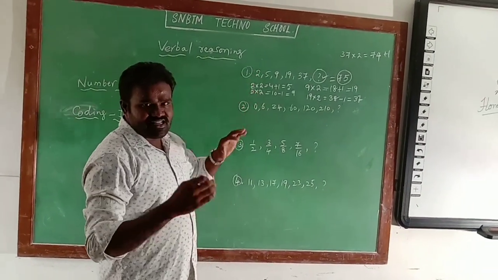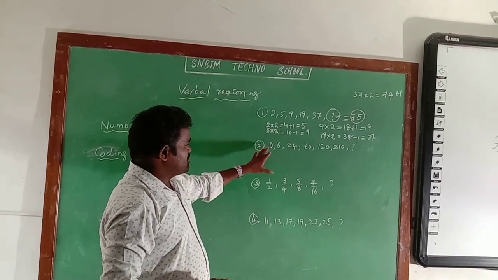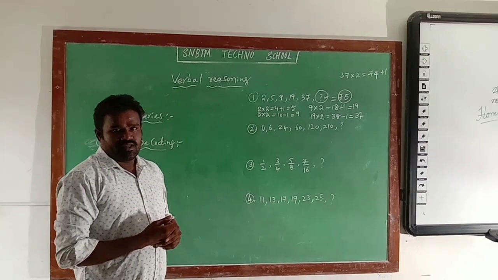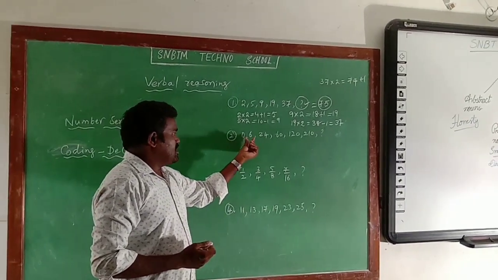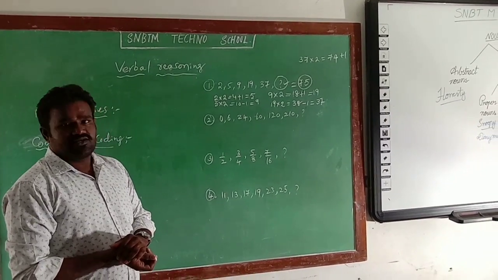Everyone has a different logic. Here this logic is applicable, but observe the second example: 0, 6, 24, 60, 120, 210.